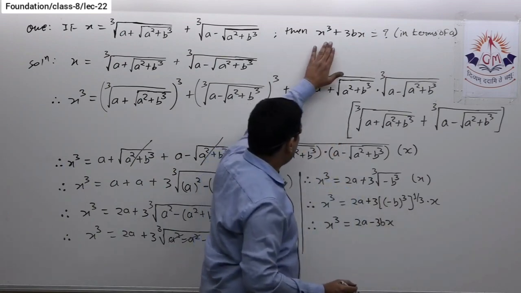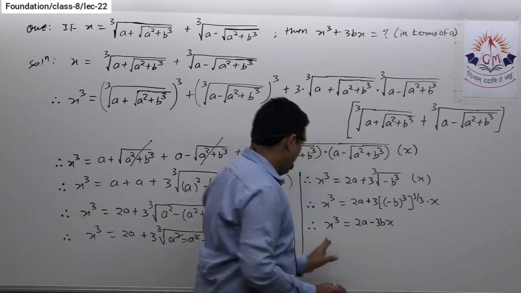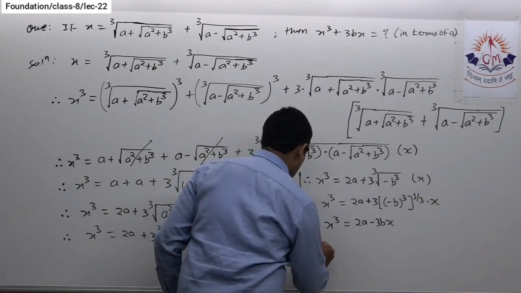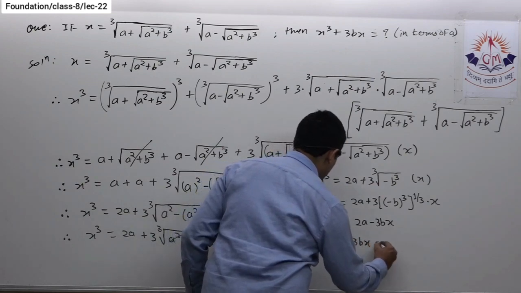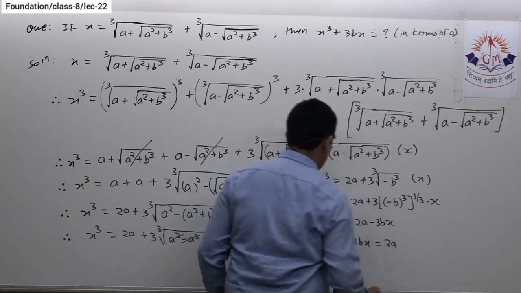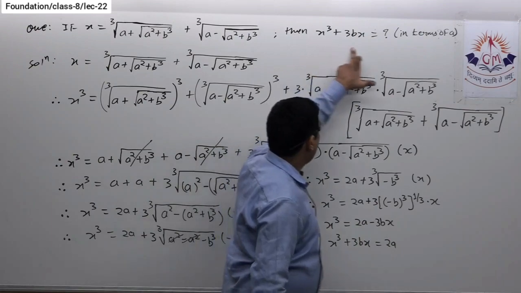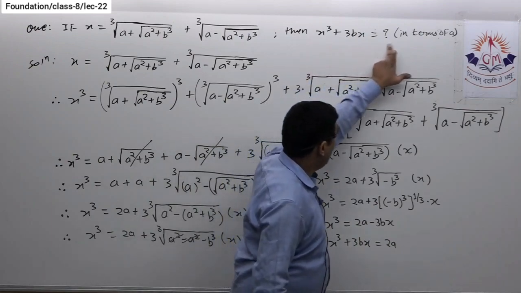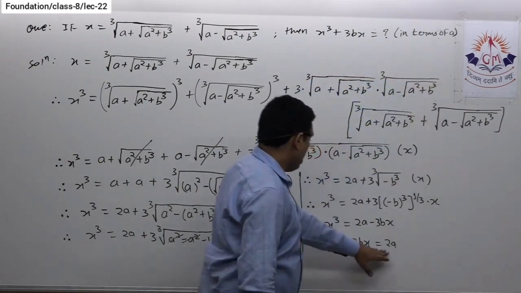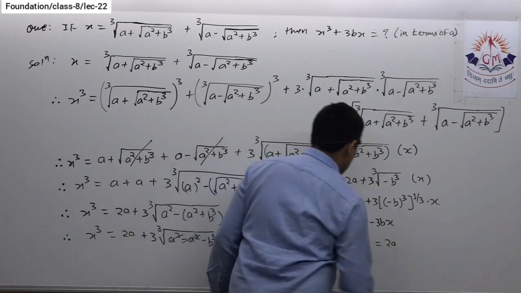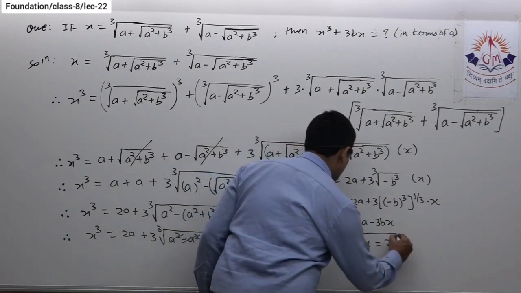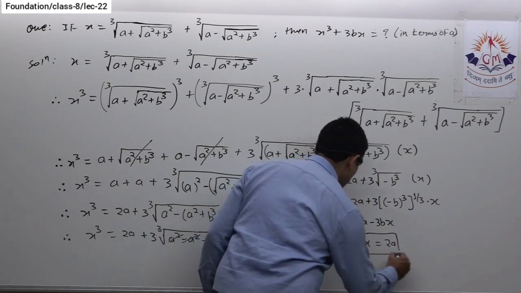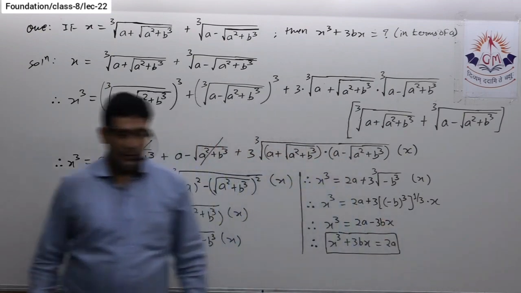We need to find x cube plus 3bx, so I'll take this over here. So here I will get x cube plus 3bx is equal to 2a. So this is my answer. Okay, they were asking to find the value of x cube plus 3bx in terms of a. So my answer is 2a. Okay, so I hope you got this concept. Please note it down, and then we will see the next question.